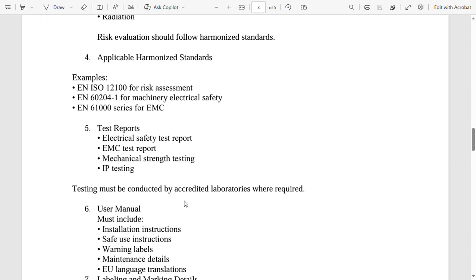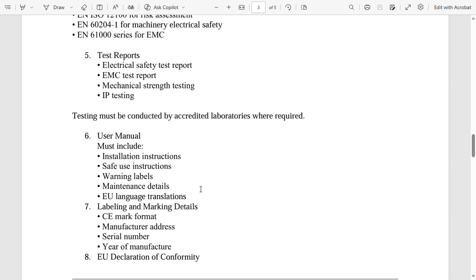Then, applicable harmonized standards. Example, EN ISO 12100 for risk assessment, EN 60204-1 for machinery electrical safety, EN 61000 series for EMC. Then test reports: electrical safety test report, EMC test report, mechanical strength testing, IP testing. Testing must be conducted by accredited laboratories where required.